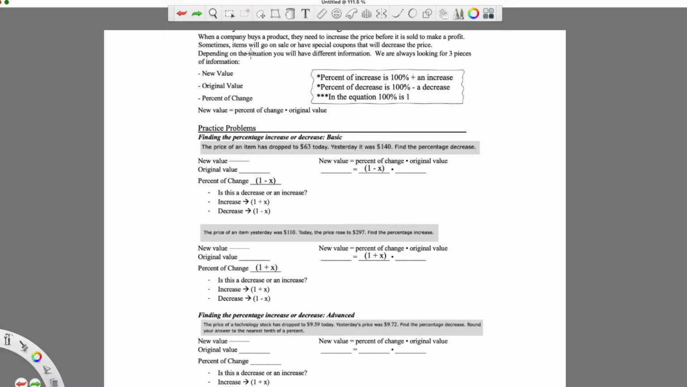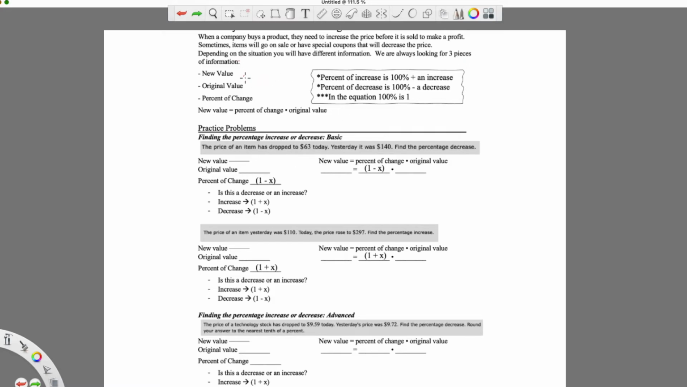The second sentence here talks about decreasing. So sometimes items will go on sale or have special coupons that will decrease the price. Depending on the situation, you will have different information. So we have to read each problem carefully and make sure that we understand which information is being given to us. And we're always looking for three pieces of information.